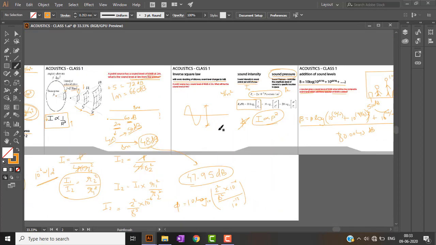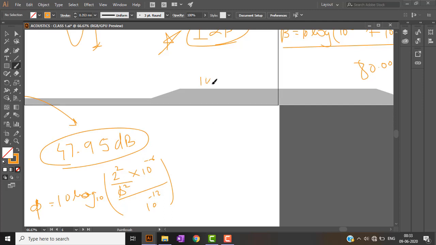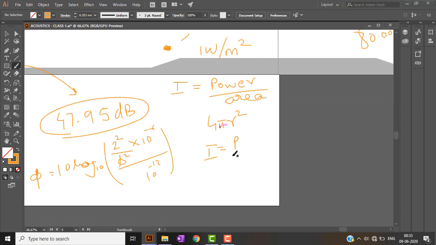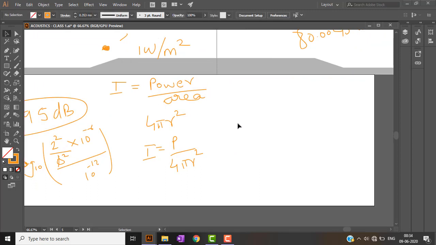Now I'll tell you that concept. We know that 1 watt per meter square is the painful sound, the painful sound that a point source can emit. Also we know the formula, intensity is equal to power upon area, and area is nothing but 4 pi r square. So I is equal to P upon 4 pi r square.